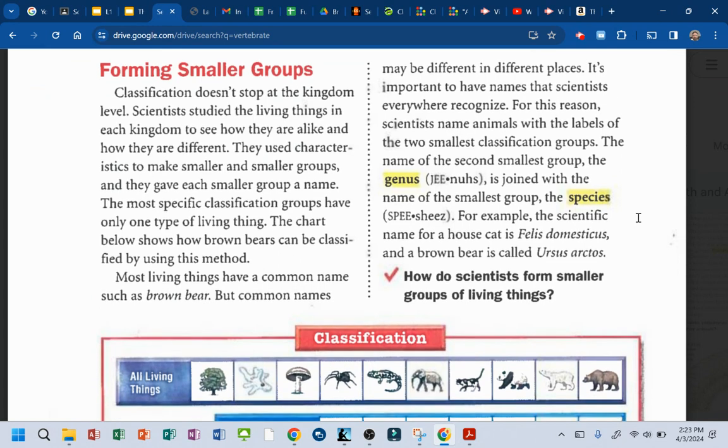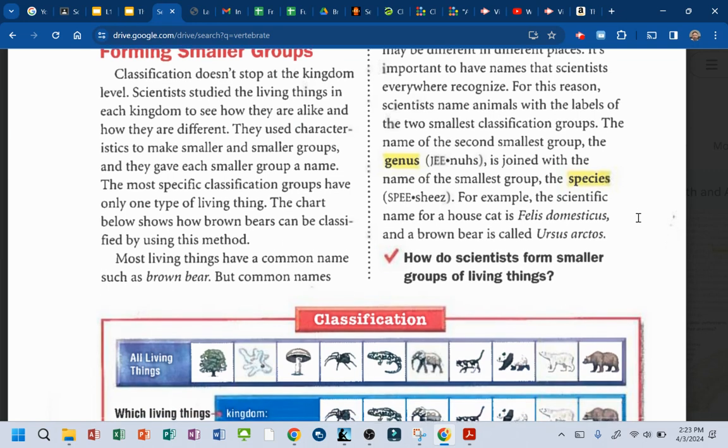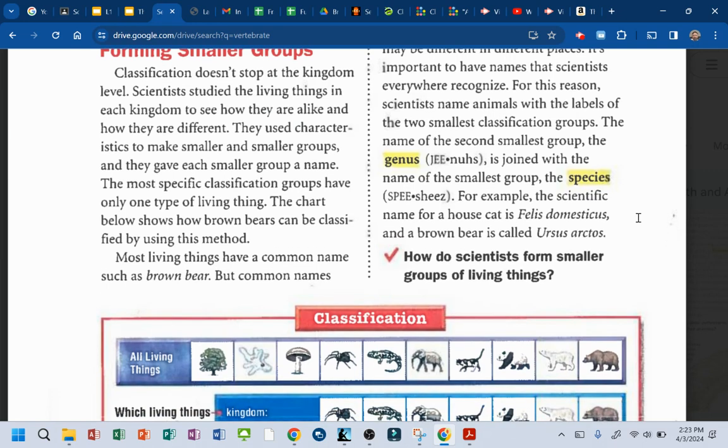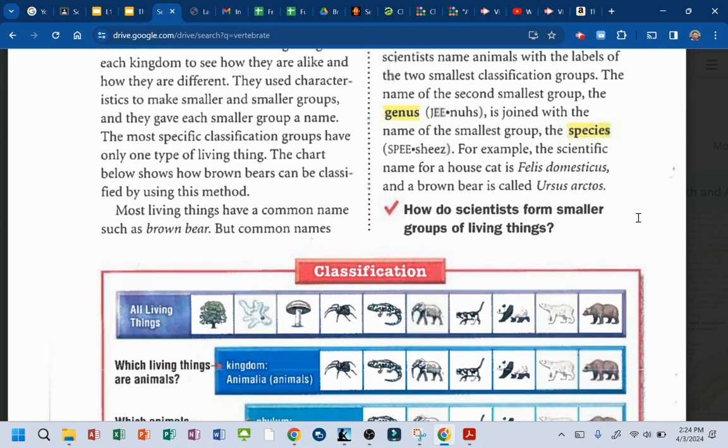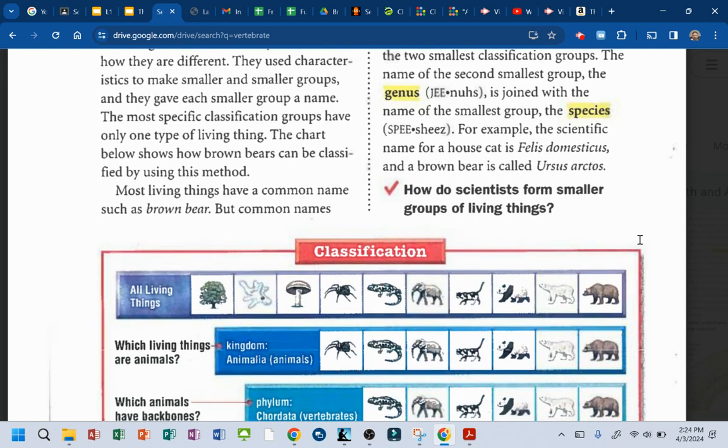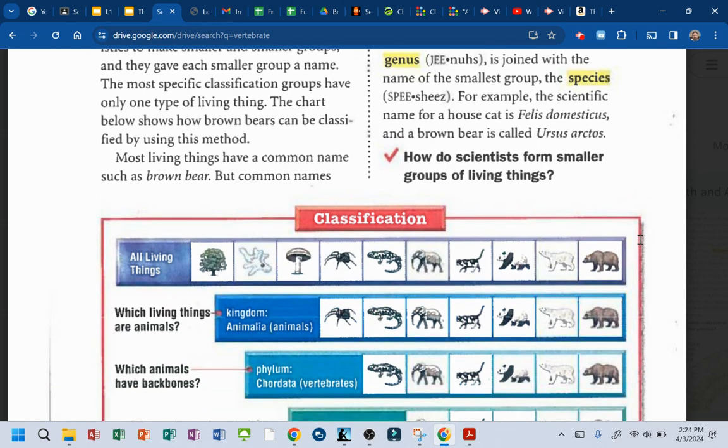For this reason, scientists name animals with the labels of the two smallest classification groups. The name of the second smallest group, the genus, is joined with the name of the smallest group, the species. For example, the specific name for a house cat is Felis domesticus, and a brown bear is called Ursus arctos.